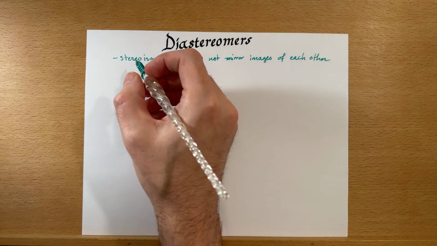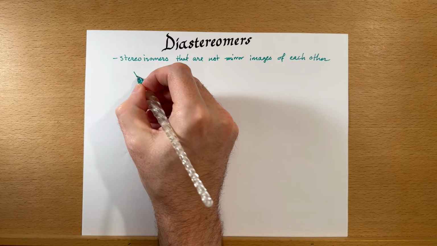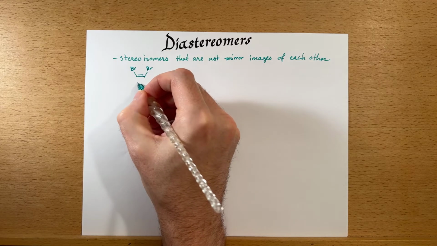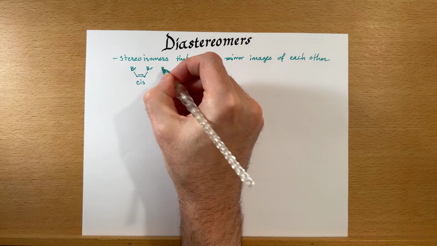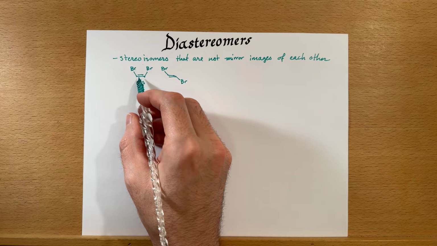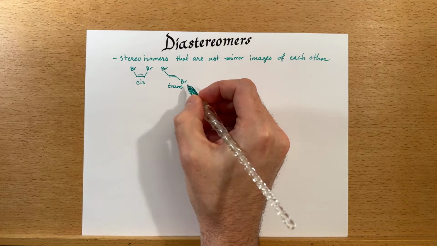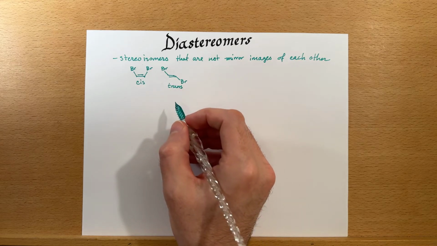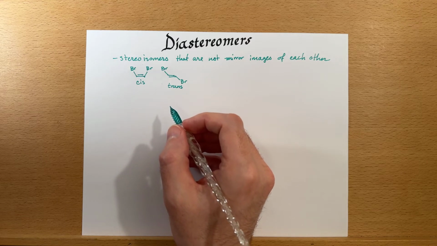One of the classic examples of a diastereomer are cis and trans isomers. This is cis 1,2-dibromoethene, and this is trans 1,2-dibromoethene. They have the same bond connectivity, so they are stereoisomers. However, they are not mirror images of each other. Therefore, they are diastereomers.